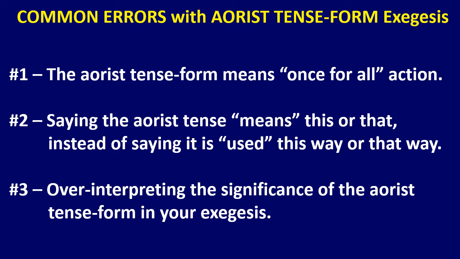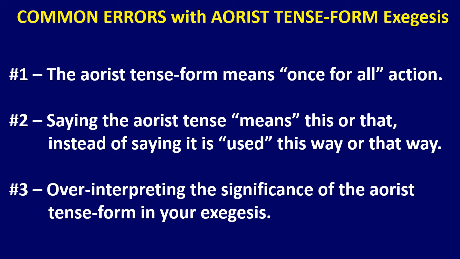Let me clarify. The aorist tense is the most common tense of all the Greek verb tenses in terms of how often it occurs in the New Testament. The aorist tense occurs almost 6,000 times in the New Testament, 5,919 times to be precise. The second most common occurrence is the present tense form. It's used about 5,500 times, so still quite frequently, but not as much as the aorist tense.